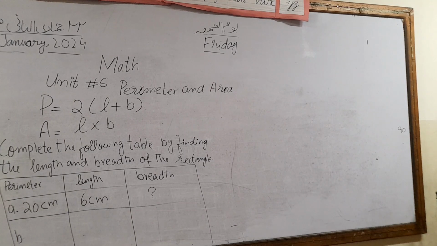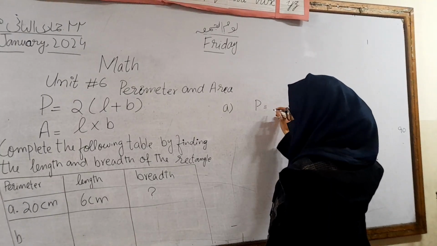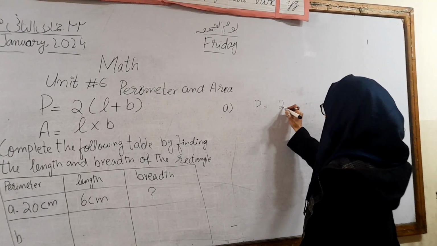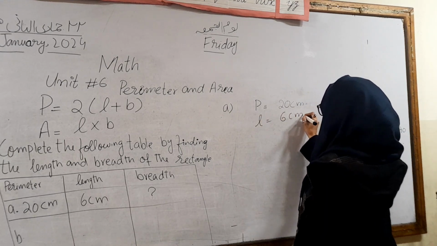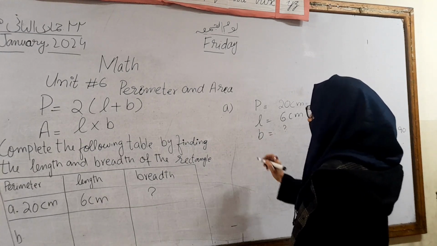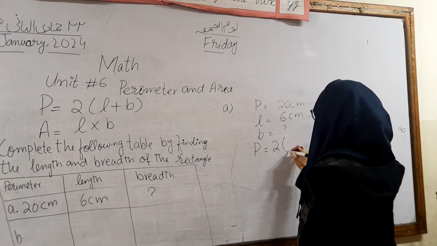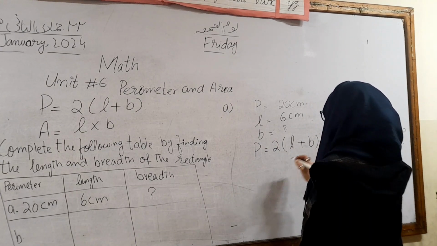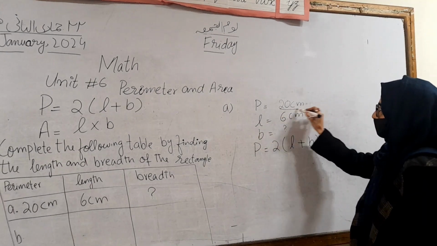As you can see in A part, we have perimeter 20 centimeter, length is 6 centimeter, and you have to find the breadth. A part, perimeter, P stands for perimeter, is 20 centimeter, and length is 6 centimeter. You have to find the breadth. Now tell me class, what is the formula of perimeter? Good. Perimeter is equal to 2 bracket length plus breadth. And you have to put the values. What is the value of perimeter? Perimeter is 20 centimeter.